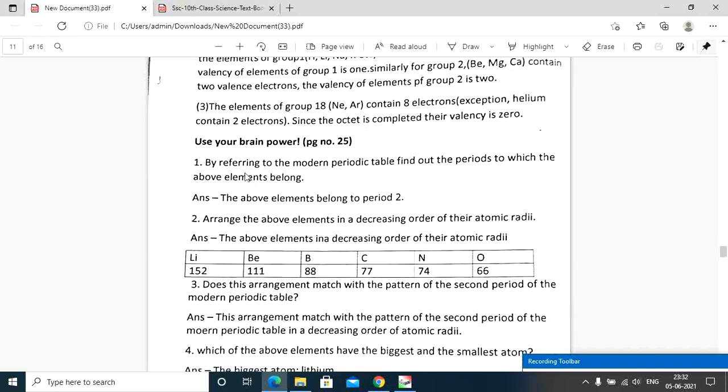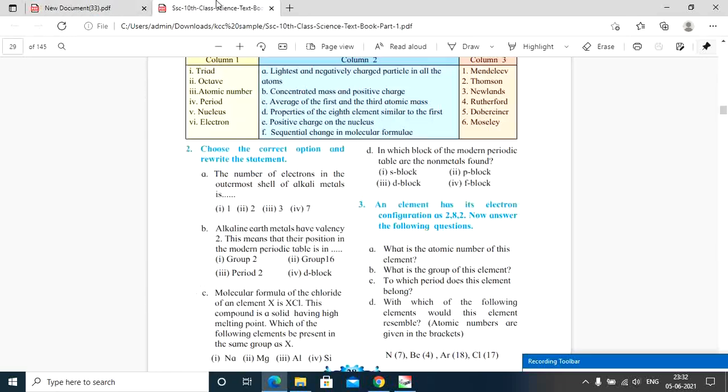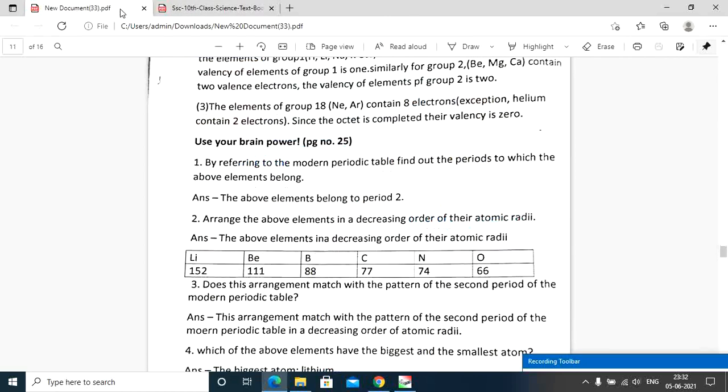Now use your brain. By referring to the modern periodic table, find out the periods to which the above elements belong. So where are those elements? The elements belong to period 2. Here in this question the elements are missing, so you can refer to the textbook, page number 25.